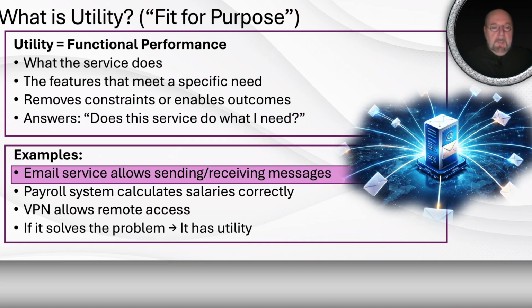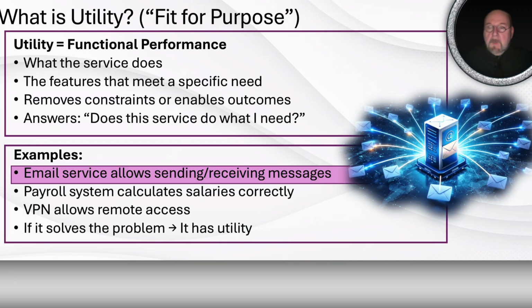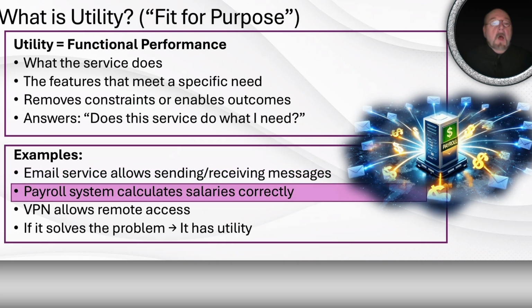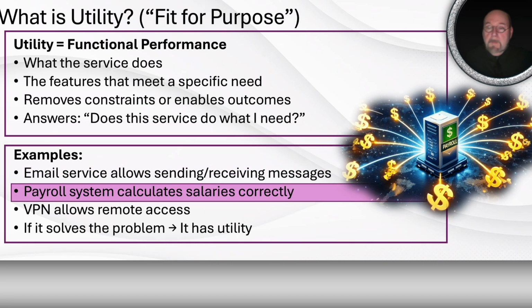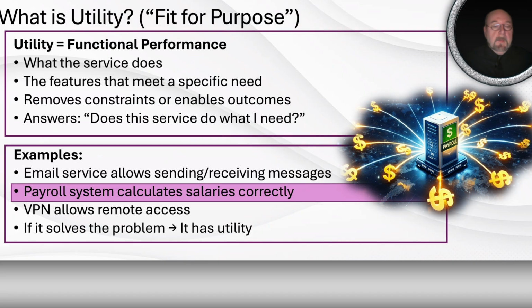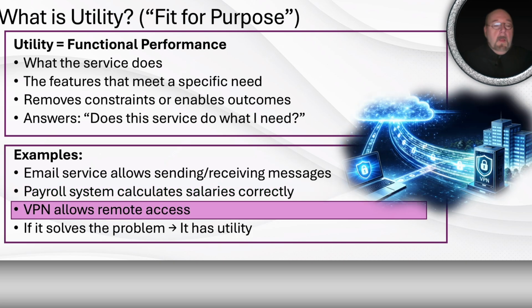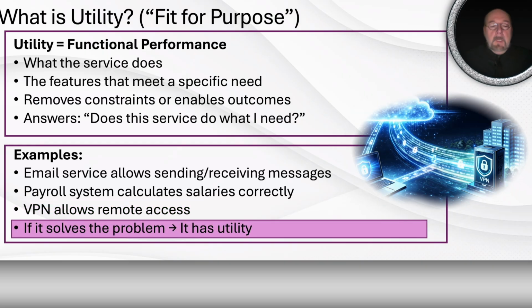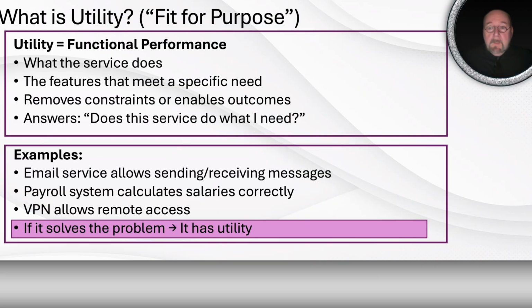For example, email servers allow sending and receiving of email messages. That is its purpose, that is its function. A payroll system will calculate salaries and maybe even automatically distribute the salaries into bank accounts. That is its function. A VPN allows remote access through a private network, usually secured by encryption. That is its function. If it solves a problem, it has utility, and that's an absolutely necessary thing if we're hoping to have value.